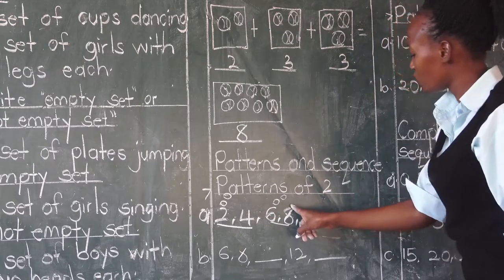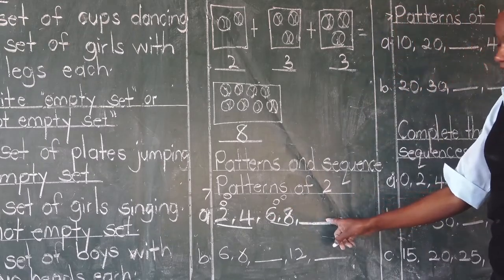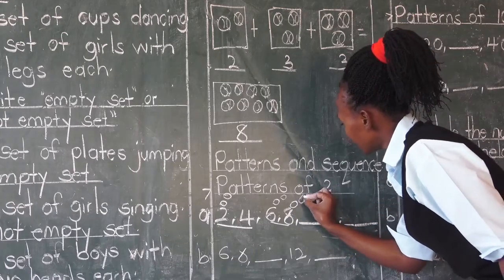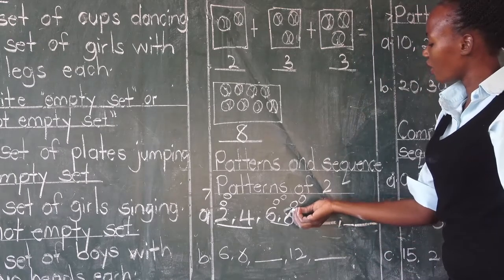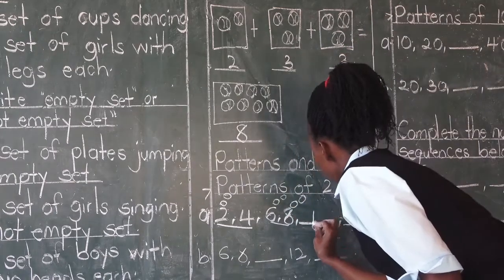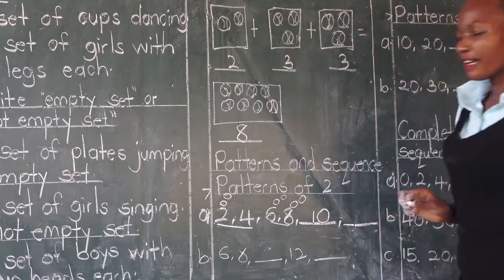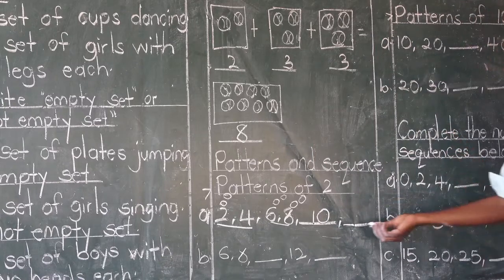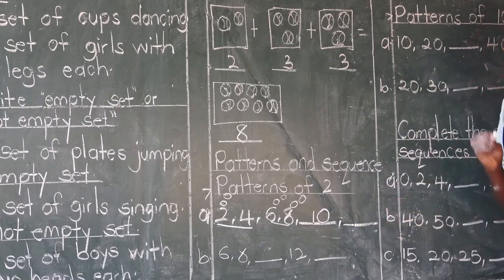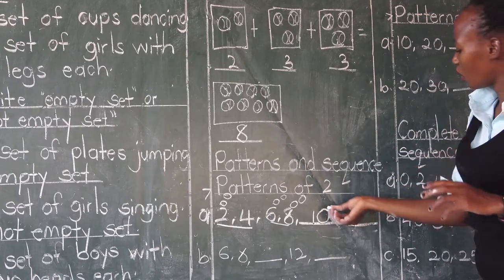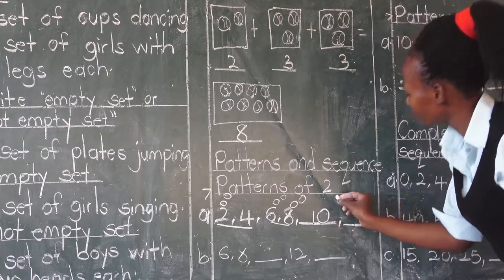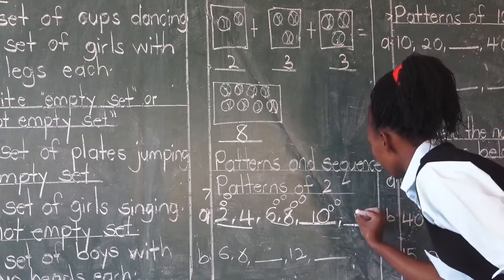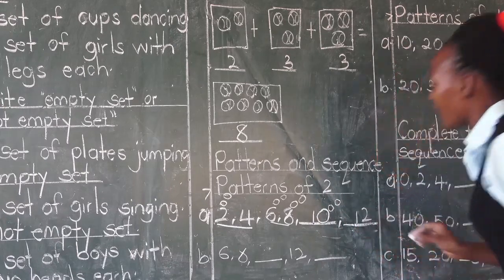Now let's add 2 on number 8 to find the missing number here. Here we have 8, 9, 10. Meaning that if I add 2 on number 8, we shall get 10. And that will be our first missing number. And here we've got 10. Still, we want to find out another number here. We are going to add there 2 on number 10. This is 10, 11, 12. Meaning that our next missing number will be number 12.